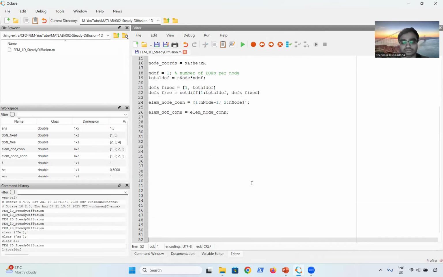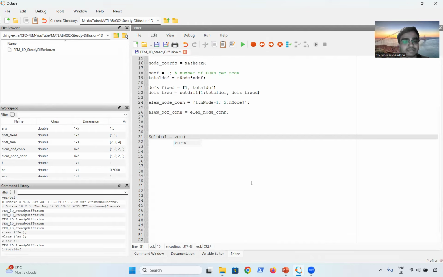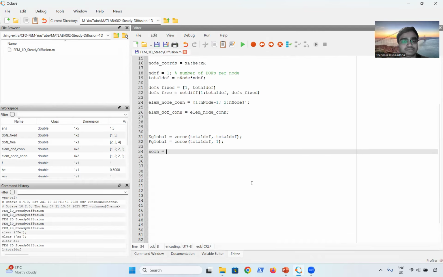Okay, so we have the variables set up. Next, we are going to create a global stiffness matrix. It should be of size total DOF by total DOF, and then we need a global force vector of size total DOF comma 1, and then we need a solution array to store the solution.